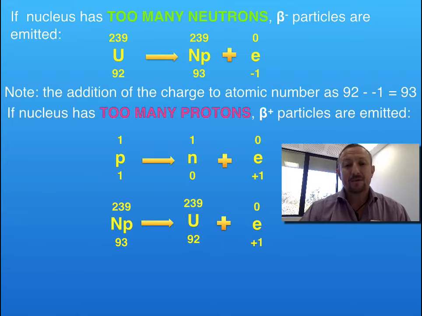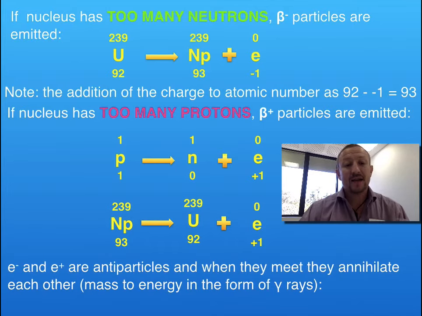So it's fairly straightforward. As I stated earlier, electrons and positrons are antiparticles, and when they meet, they can't occupy the same space, they explode, and the mass is converted into energy. So I hope that makes sense in that respect.